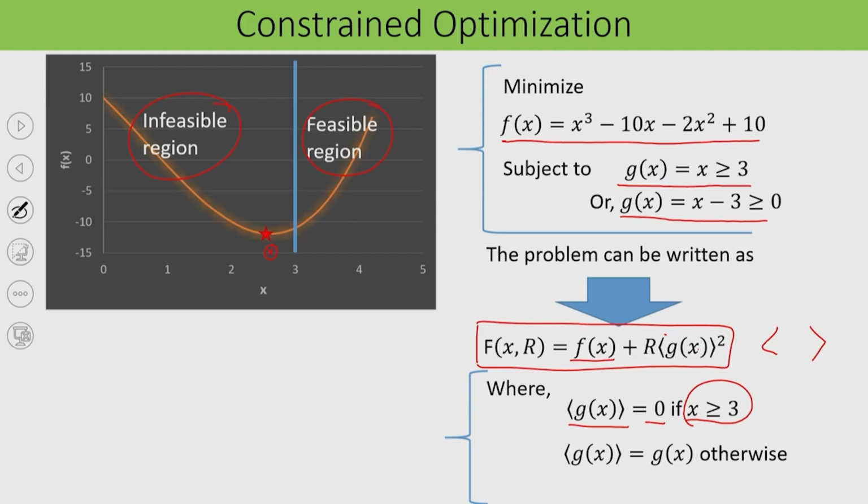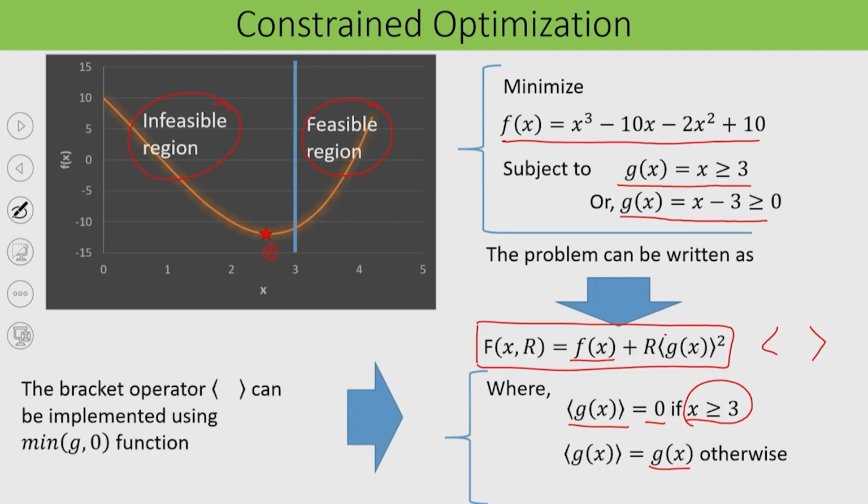Now, otherwise the bracket operator will give you g(x). That means if it is in the infeasible region, the bracket operator will give you your g(x) value. So that is the function of this bracket operator. I can implement this bracket operator using the min function. So the bracket operator can be implemented using the min function.